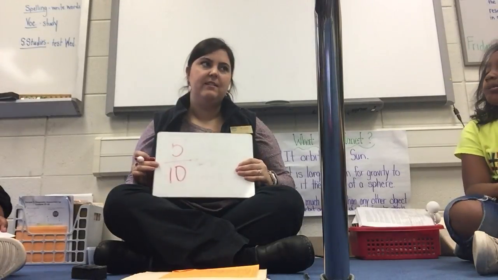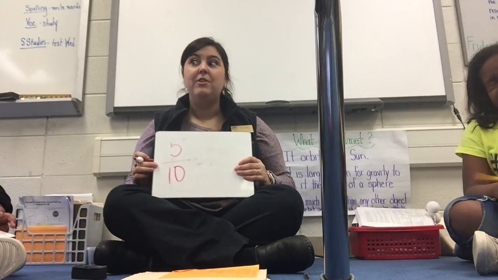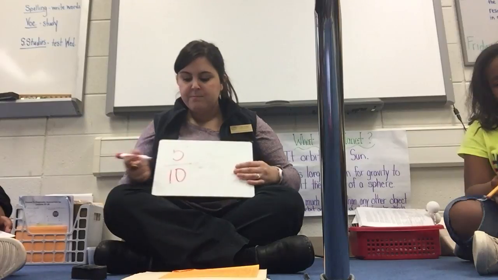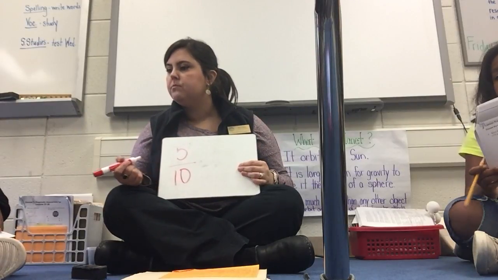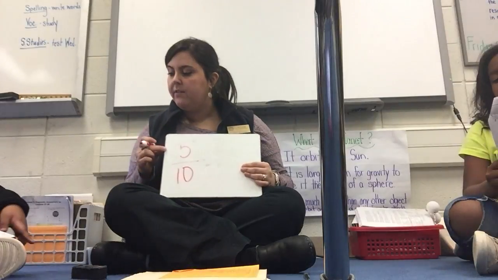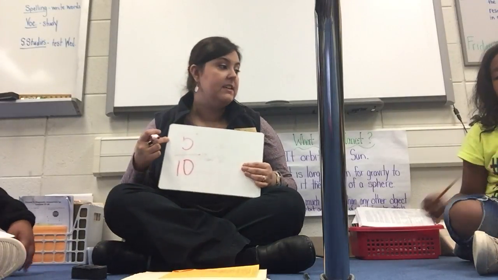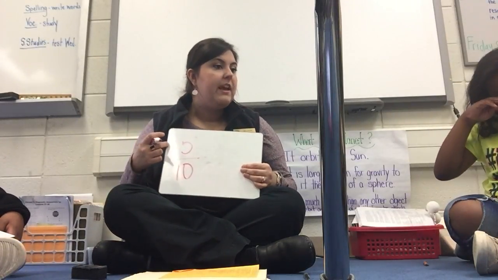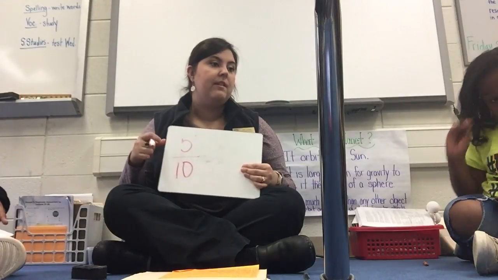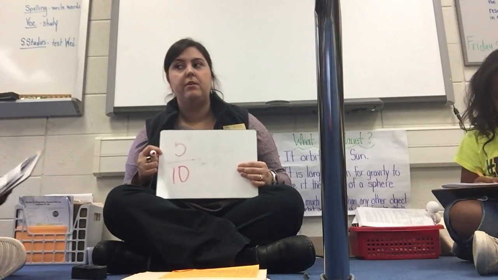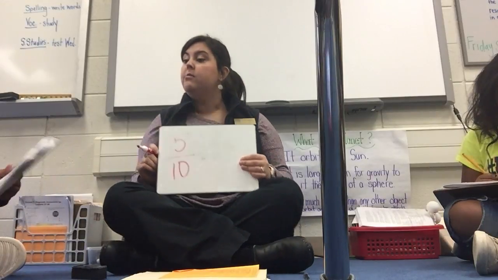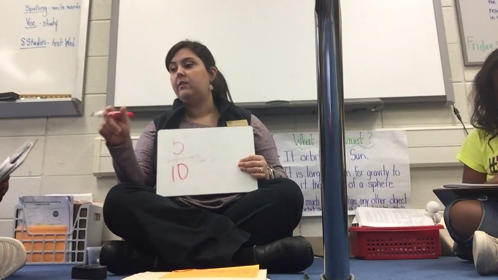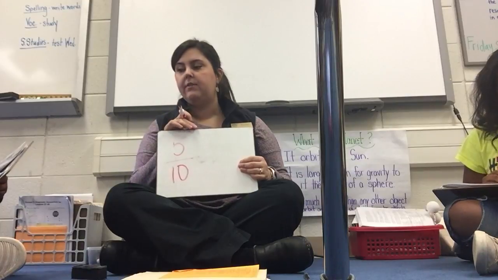What's 5 out of 10? It's a benchmark fraction. A half. Good. So I have 5 tenths. Circle the answer choice that represents this as a decimal. And remember, we've been doing this in our word. So circle the answer that you think would be 5 tenths on your paper. 5 tenths.